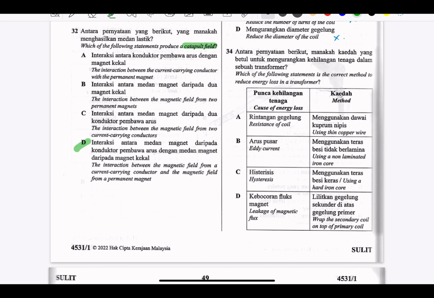Which of the following statements is the correct method to reduce the energy loss in the transformer? Reduce the resistance of the coil, use a thin copper wire? No. You must decrease the resistance of the wire, so use a thicker one. Eddy current, use a non-laminated iron core? So no. In fact, you should use a laminated one.